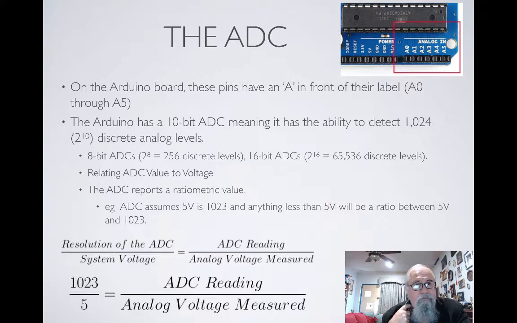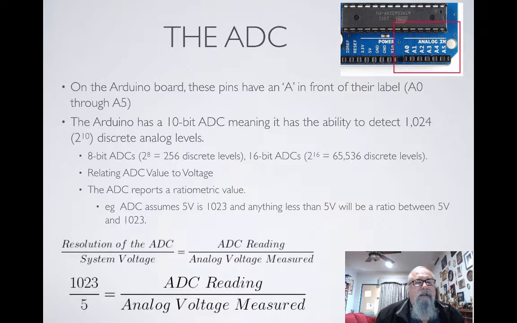Okay, so on the Arduino, which is the bit that we use to input our analog signals, the pins A0 to A5 are connected up to the ADC. They're down in the bottom right-hand corner, as we can see in this figure. The Arduino uses a 10-bit ADC, meaning it has the ability to detect 1024, or 2 to the 10, discrete analog levels. There's lots of other ones. We can have 8-bit ADCs, which give us 256 levels, 16-bit, etc.